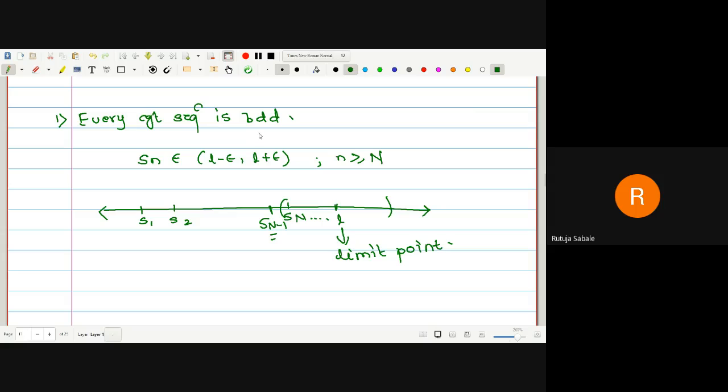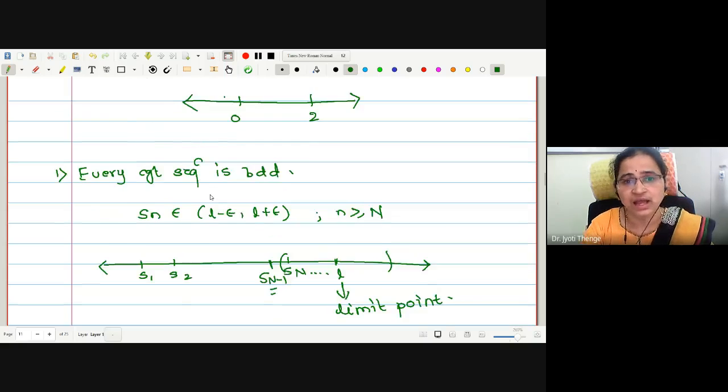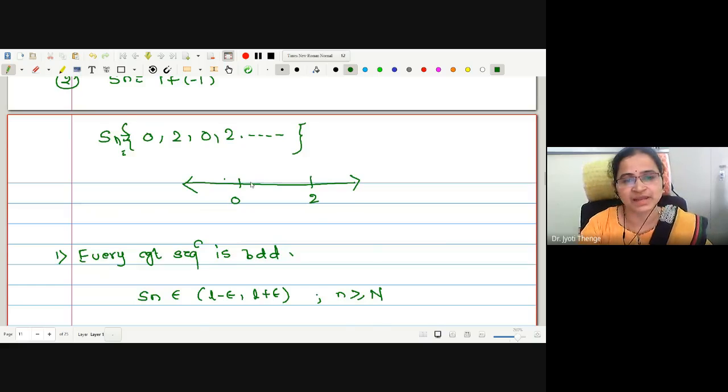It is unique, ma'am. Always it is unique. A convergent sequence has a unique limit point. That is correct. But for every sequence, you cannot say that. That is what I have skipped in this example actually.